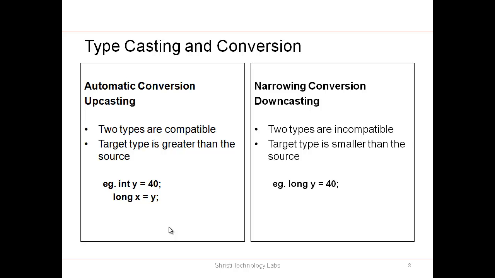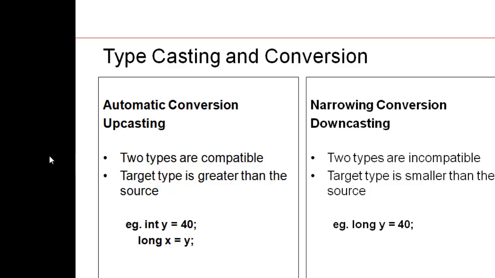One is upcasting or automatic conversion. The other one is downcasting or narrowing conversion. Upcasting happens if two types are compatible and if the target data type is greater than that of the source. Here I have given int y is equal to 40. Then I am trying to take this value and accommodate it inside long. Int takes 32 bits, long takes 64 bits. So automatically y will be upcasted to long. So this is called as automatic conversion or upcasting.